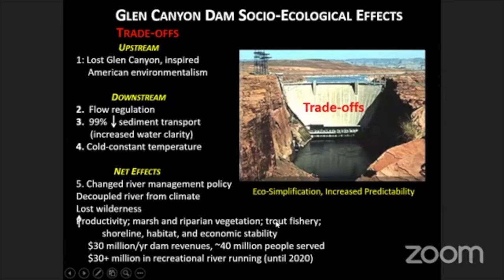created a very important trout fishery, and stabilized the shoreline, as well as other habitats along the river, and the economic stability of the landscape. The dam produces about $30 million of revenue in hydroelectric power. Again, it serves upwards of 40 million people, including the water supplies that are managed here. And the recreational industries associated with downstream river running, with fisheries and whatnot, amounts to about $30 million, up until this year when a lot of that was interrupted by the pandemic.